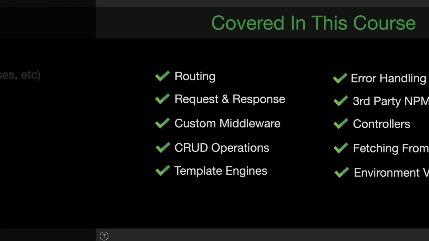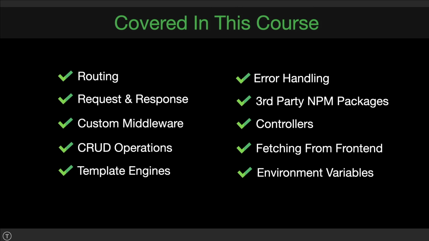Now, as far as what we're going to do here, obviously we're going to set up a server. We're going to look at routing, how to handle requests. We're going to look at the request and response cycle and the request and response objects to see how we can get things like the request body and the headers. We're going to look at custom middleware. Middleware functions basically sit in between the request and response, and you can do all sorts of things. We'll create some custom logging middleware.